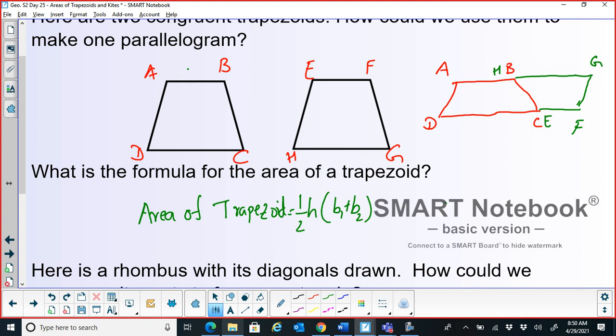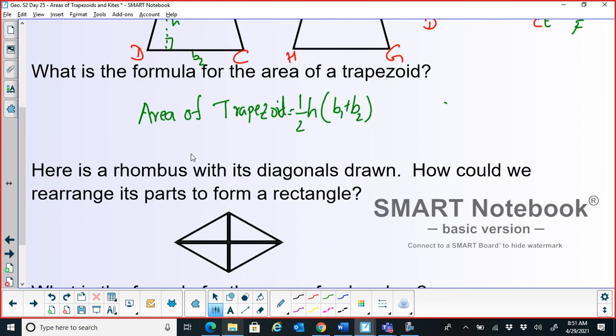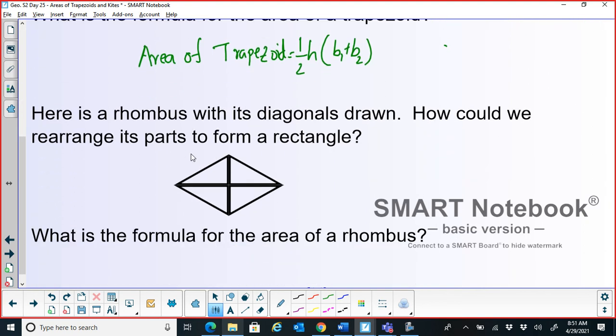So this is your b1, for example b2, and you can take this as your height. Height has to be perpendicular, so this has to be the height. Then we can find the area of this trapezoid. I hope you have noted down the area of trapezoid formula. Here is a rhombus with its diagonals drawn. How could we rearrange it to form a rectangle? This can be rearranged to form a rectangle very easily.